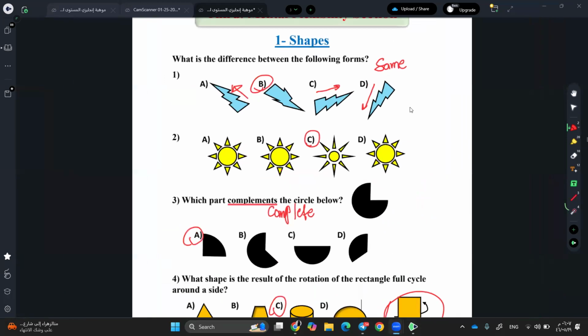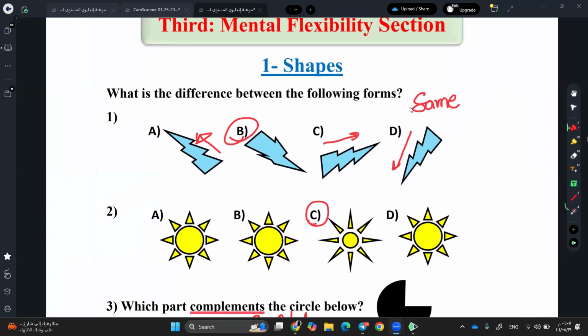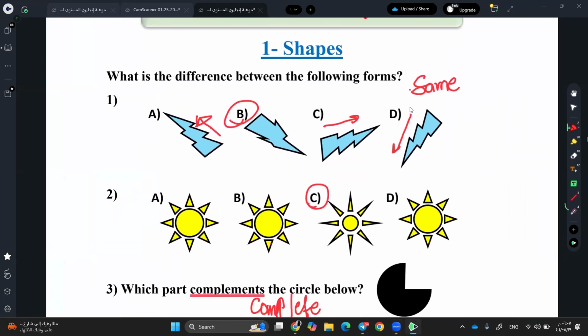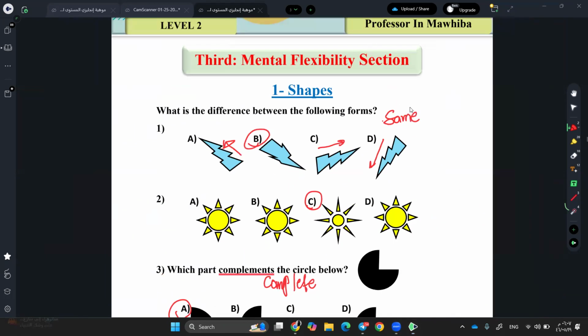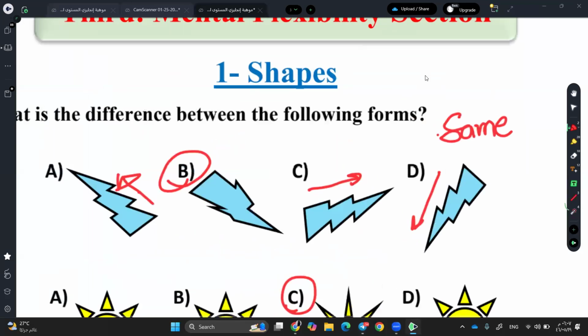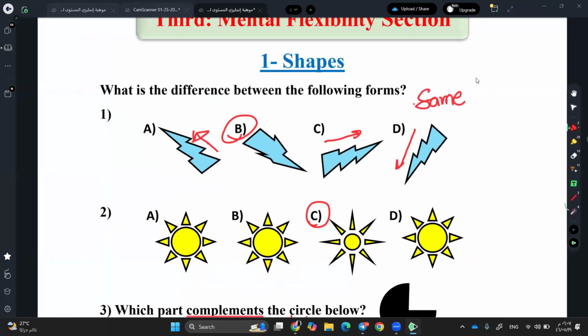Okay. So first, in question number 1 and 2, before we start, let me show you the concept of this section. We will have some shapes here, and we will answer based on the question, okay? So first, question number 1 and 2 say, what is the difference between the following forms? So you will look at these 4 shapes, okay? And you want to know what the difference is, or what is the different shape?